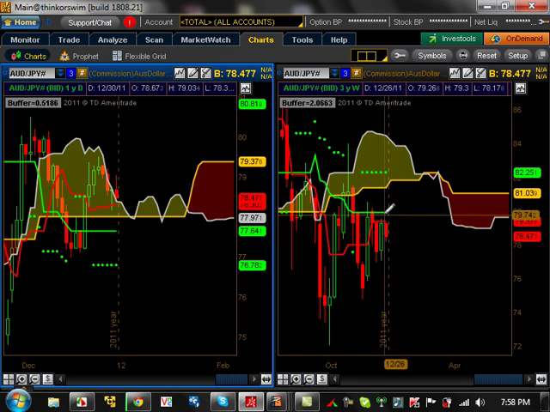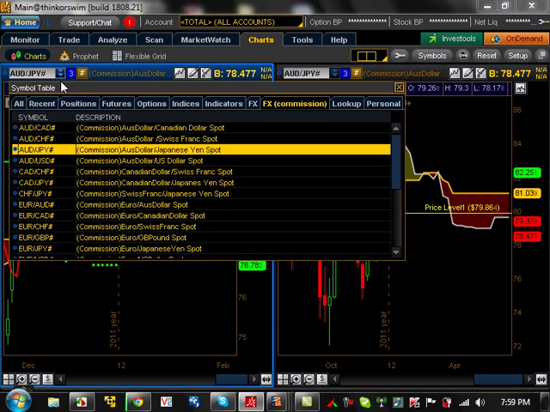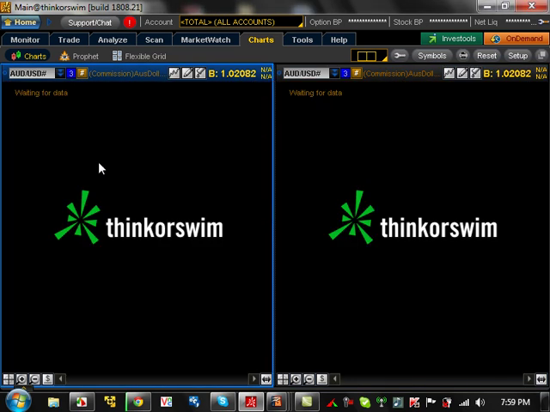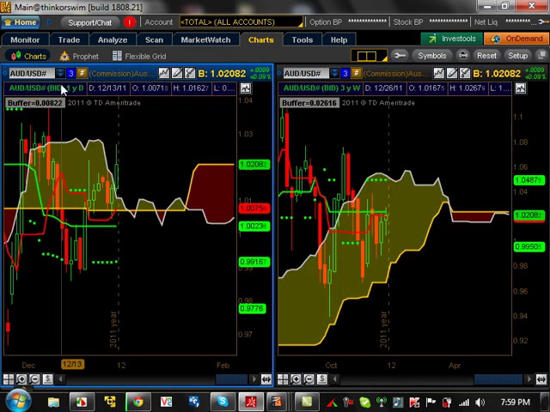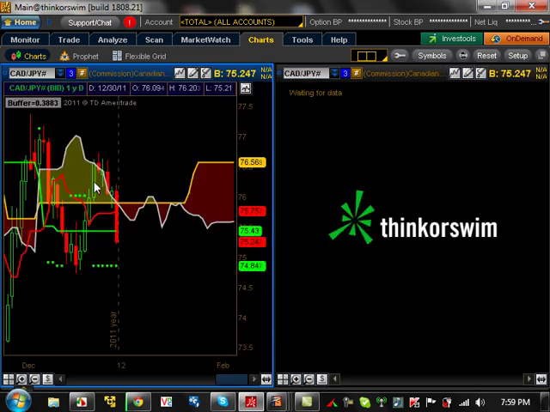If you look at the resistance levels here, you've got basically a major resistance right at 80, and support's going to be at 77.64 as far as Australian yen. Australian USD, we've already covered. CAD Switzy, we're not going to go for Switzy pairs.